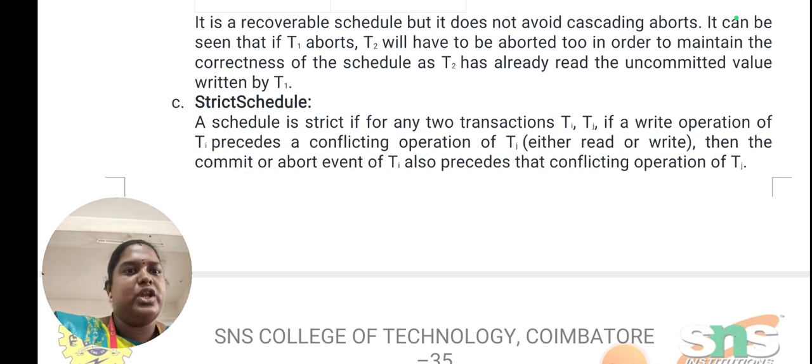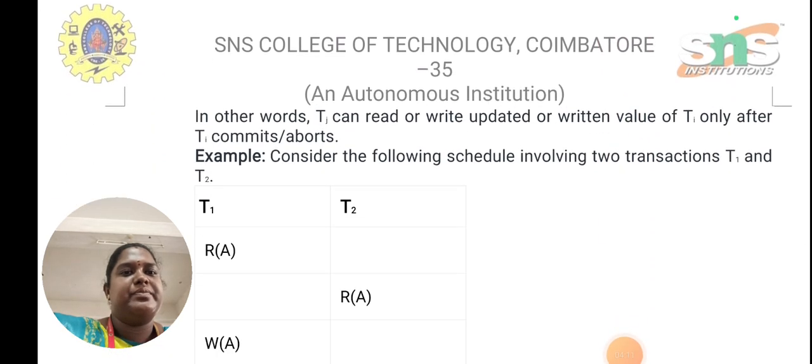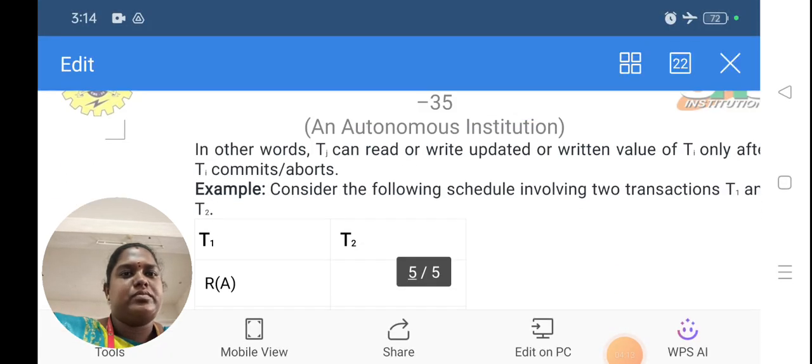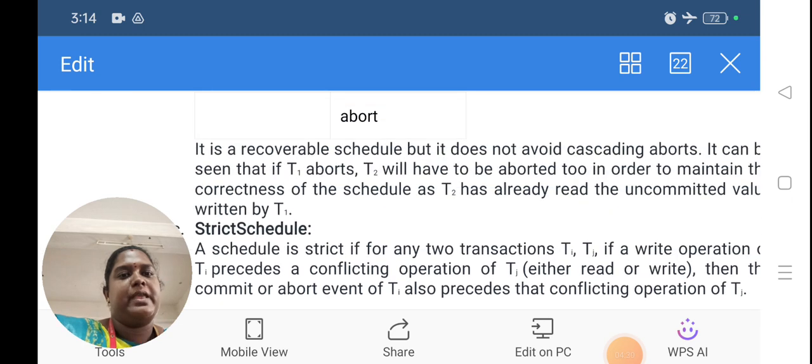Strict schedules. A schedule is strict if for any two transactions Ti and Tj, if a write operation of Ti precedes a conflicting operation of Tj, either read or write, then the commit or abort event of Ti also precedes that conflicting operation of Tj. In other words, Tj can read or write the updated or written value of Ti only after Ti commits or aborts. Otherwise, they will not perform the other operations in the rollback operation.